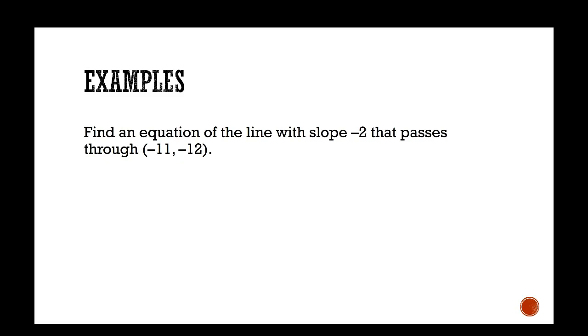So an example would be: find an equation of the line with slope -2 that passes through (-11, -12). So let's take that form, y minus y sub 1 equals m times x minus x sub 1, and let's plug in what we know. Well, I know the slope is -2, okay? And then I know that this x1 and y1 is this right here. So the x is the -11, so that's going to go right there. And the y is the -12.